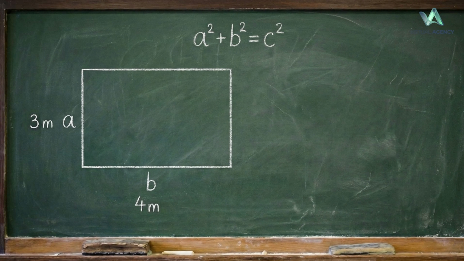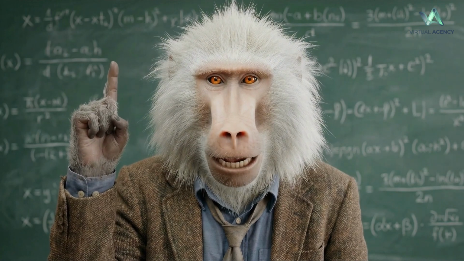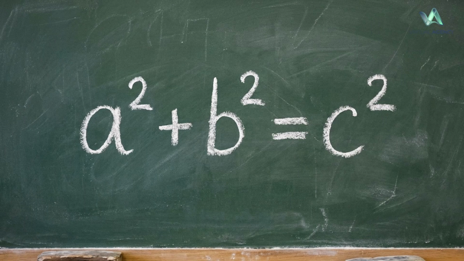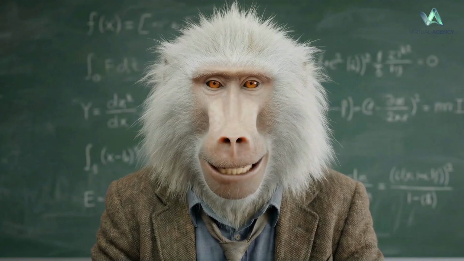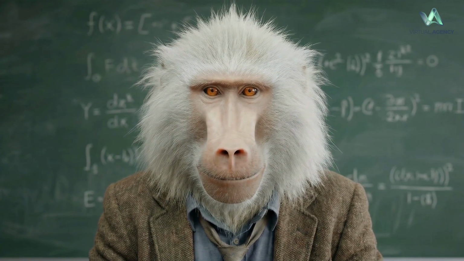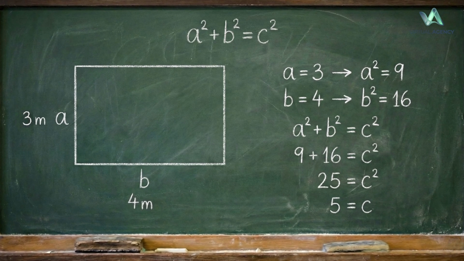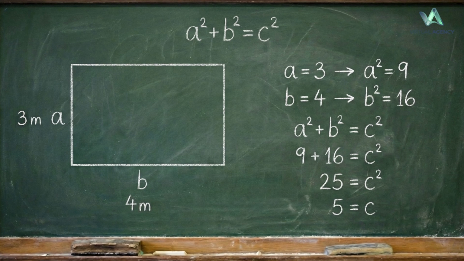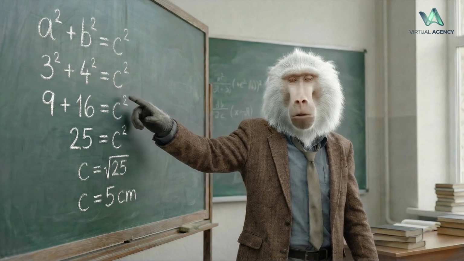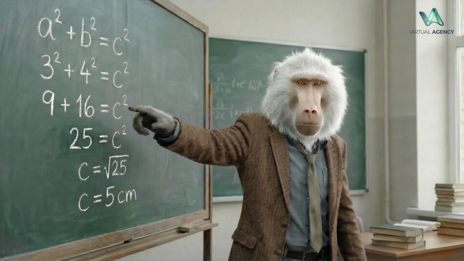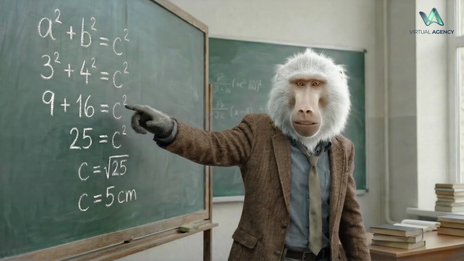If our shelter is 3 meters by 4, we simply need to apply the Pythagorean theorem. To find the value of the hypotenuse, let's apply the formula. A being 3 meters squared, that makes 9 meters. B squared will be 16 meters. The sum of the two will be equal to 25, and the value of C will therefore be 5 meters.